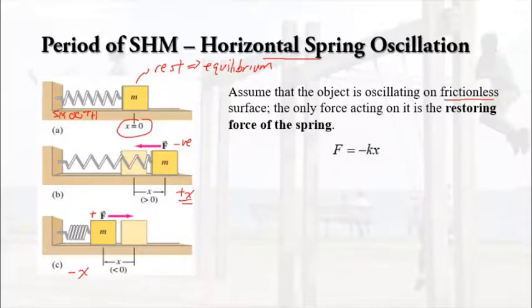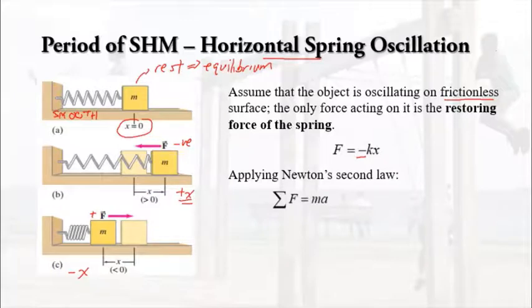So F equals negative Kx. This is according to Hooke's law, which you have learned in secondary school. The reason why we have a negative here is because the force is always opposite to the displacement. Now that we know the restoring force is equal to negative Kx, and we know our object is moving with an acceleration, let's apply Newton's second law again. According to Newton's second law, we have summation F equals ma.